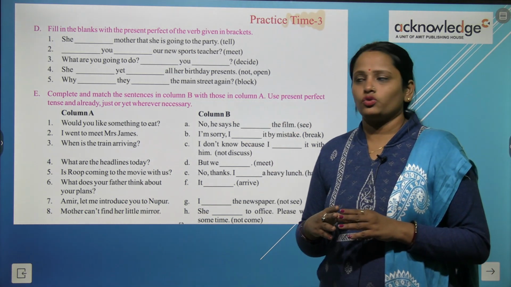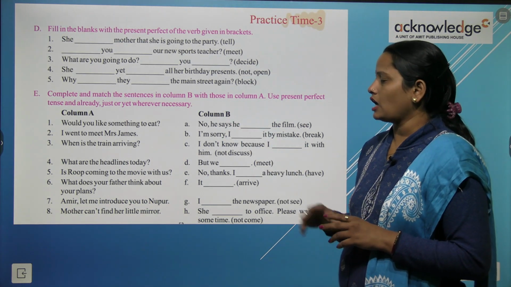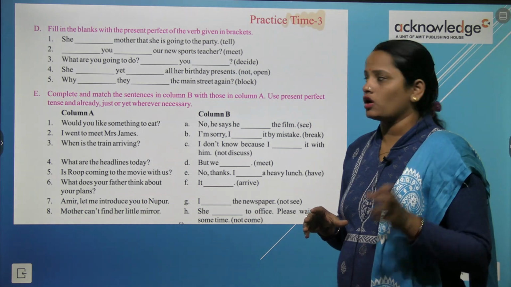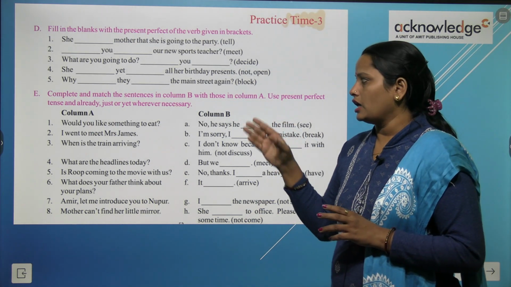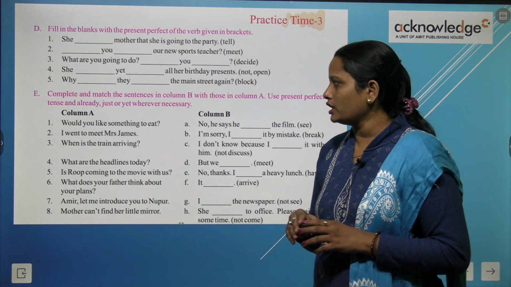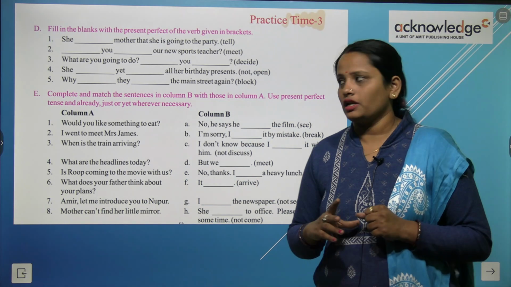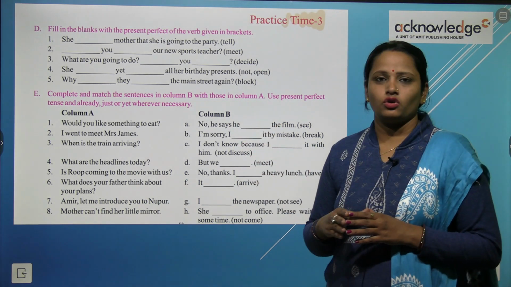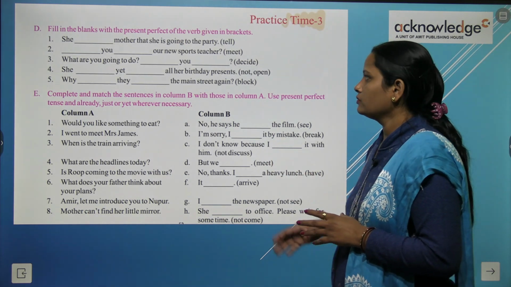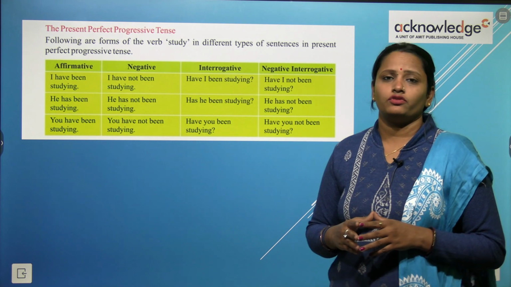Now let's come to the key exercise. Here, complete and match the sentences in column B with column A. Use present perfect tense and already, just or yet wherever necessary. So we have to add already, just or yet and we have to match these. So children, this you have to do on your own. It's your homework.